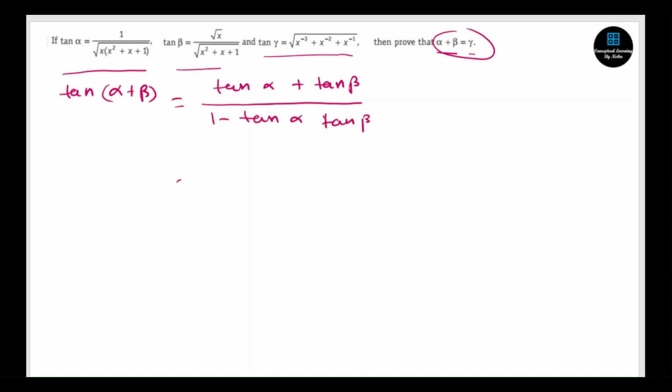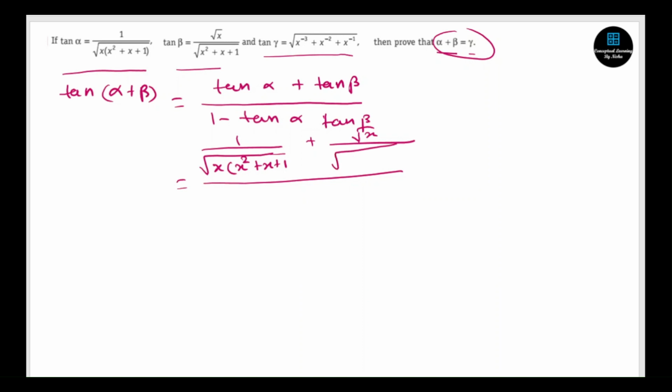And now I'll substitute their values. So here 1 upon square root of x into square root of x square plus x plus 1, plus 1 upon square root of x and square root of x square plus x plus 1, minus 1 upon x into square root of x square plus x plus 1 into square root of x.